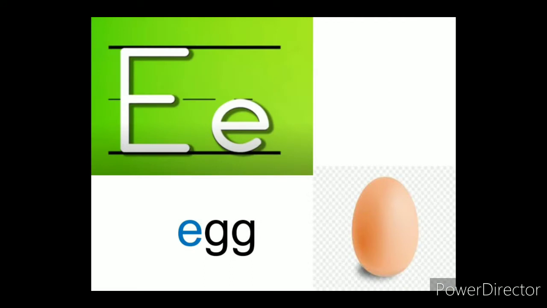This is the letter E. A big E and a small e. The sound of E is A. A, A, egg. A is the sound of the letter E.